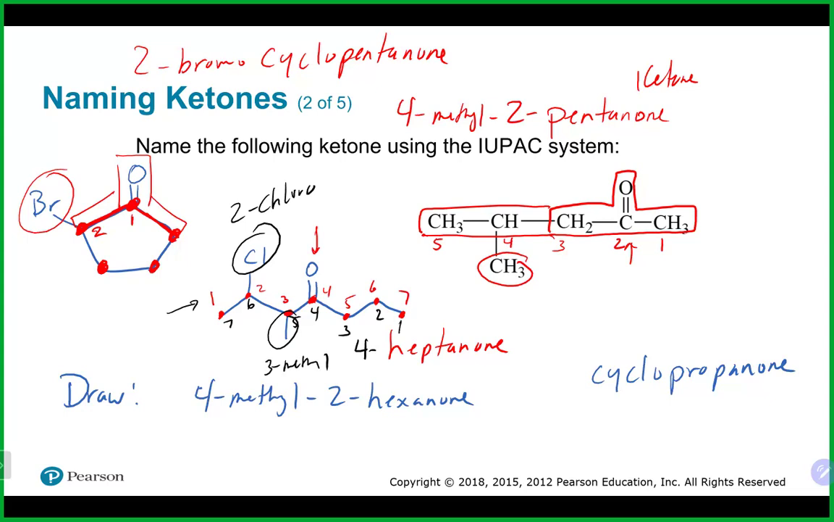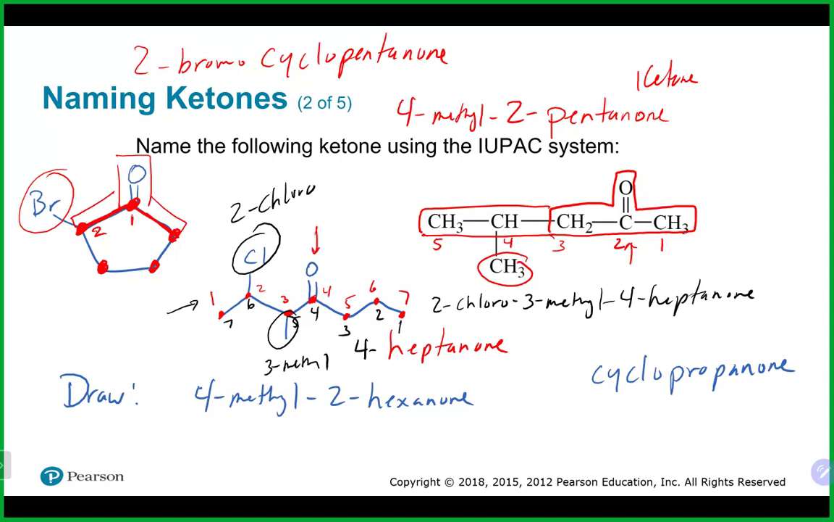So let's go above it one more time here. 2-chloro, 3-methyl, 4-heptanone. That is a mouthful. Guess that's what you get when you just draw lines, I suppose. Any questions on that name there?